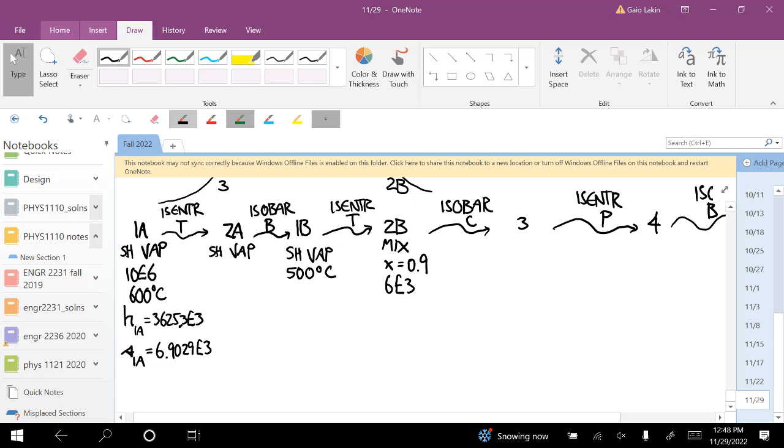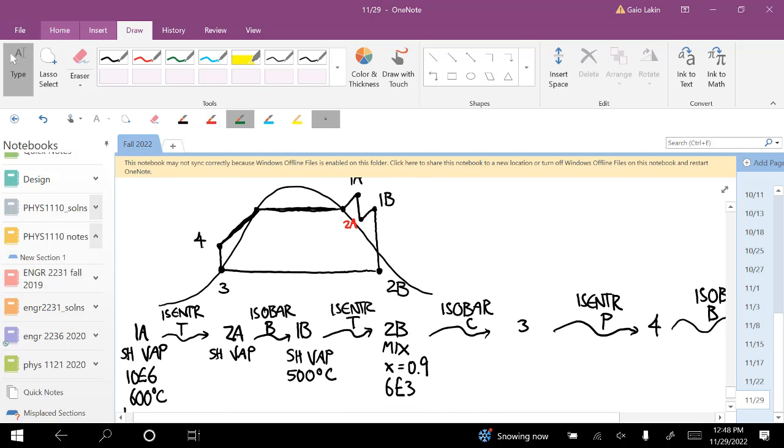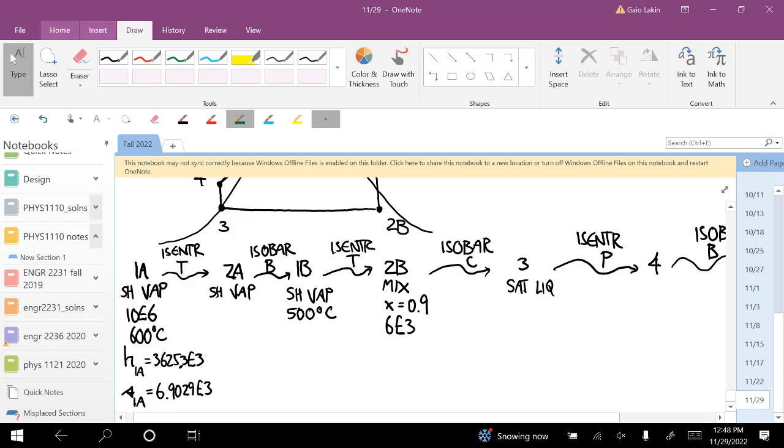Then at state 3, that's a saturated liquid. We know that the pressure is 6 times 10 to the third because that condenser is isobaric. And so a saturated liquid with a known pressure, we can look up anything we want. So our H3, we'll just look that up in the table right now, is 151.53 times 10 to the third.